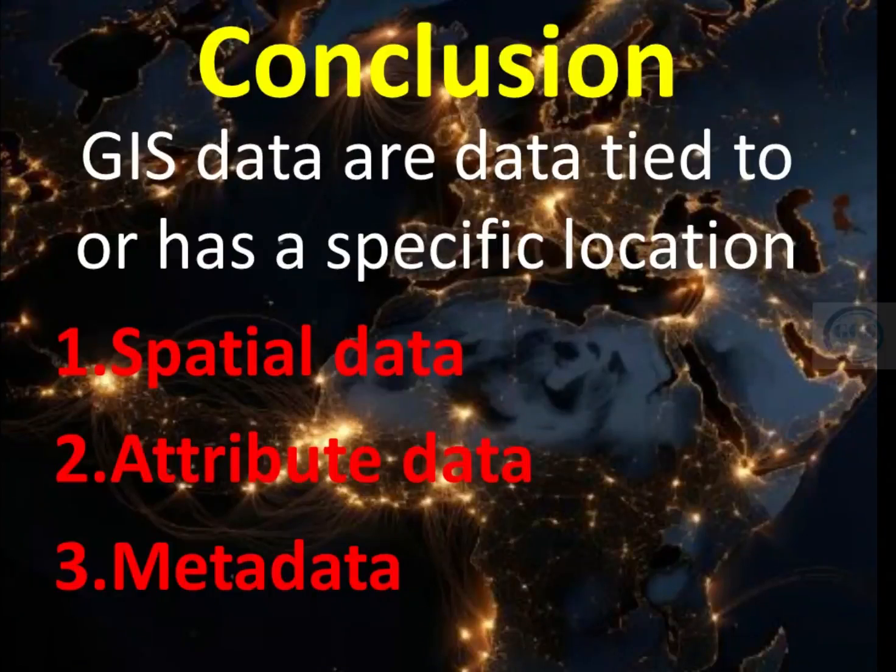In conclusion, GIS data are data that are tied to a specific location, and they are grouped into spatial data, attribute data, and metadata. So in the next class, we are going to treat the sources of GIS data.